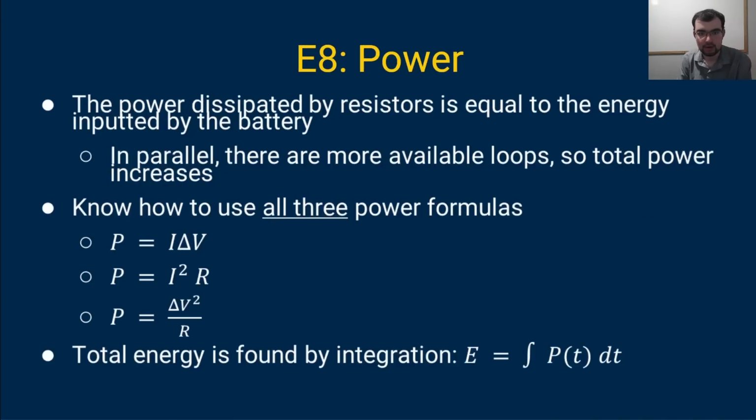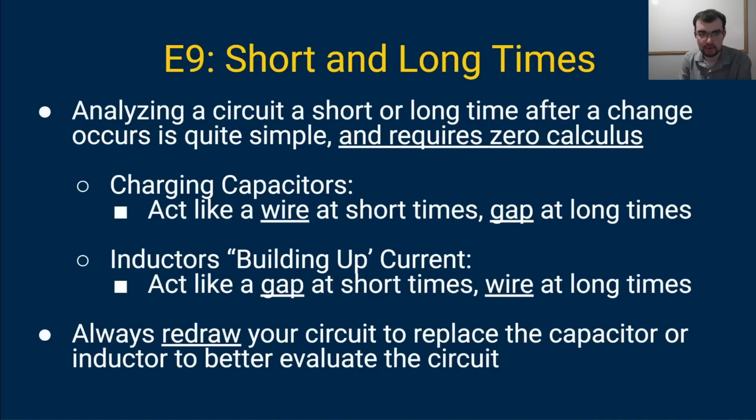For power, know all three power formulas. The one on the sheet is I delta V, but by doing an Ohm's law substitution, you can get the other two. And be on the lookout for total energy dissipated instead of just power, because if power is the rate that energy is used, an integral gives you the total energy. This is guaranteed to show up in some way.